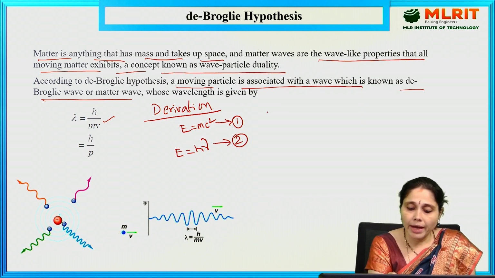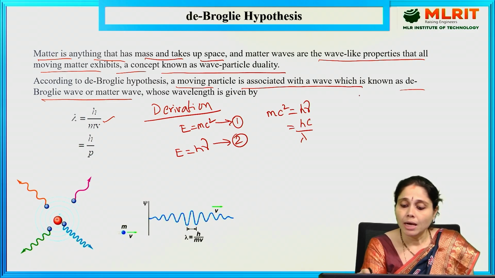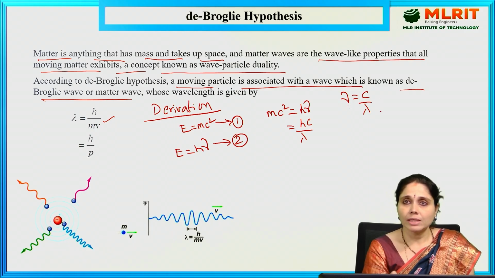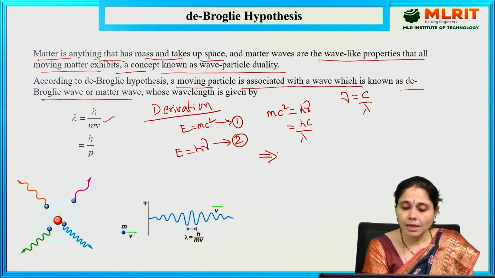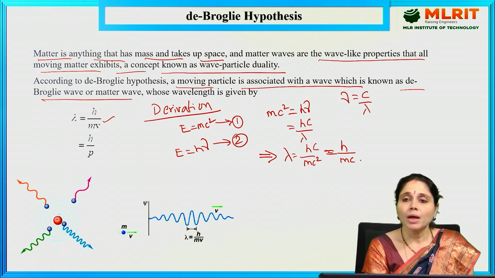So mc square is equal to h nu, or h nu can be written as hc by lambda, since nu is equal to c by lambda. We know this relationship between frequency and wavelength, nu equals c by lambda. So mc square is equal to hc by lambda. That implies lambda is equal to hc by mc square, that is equal to h by mc, where h is Planck's constant, m is the mass of the particle, and c is the velocity of light.